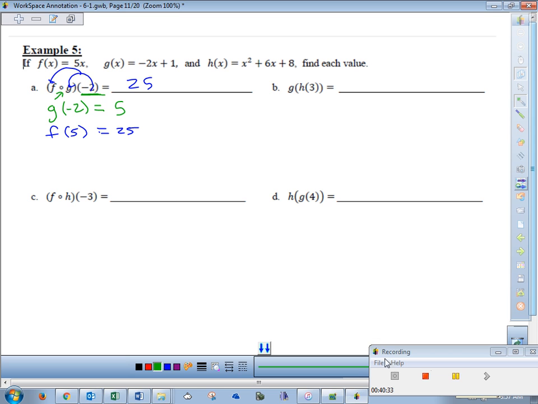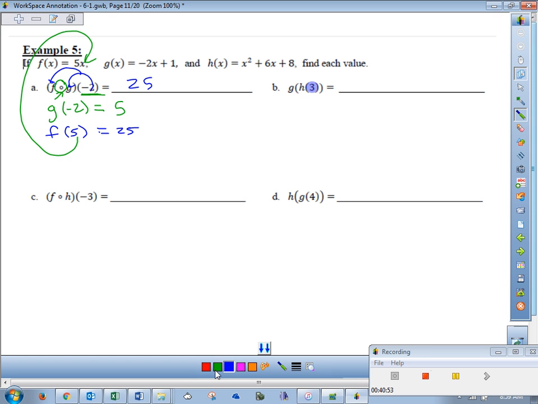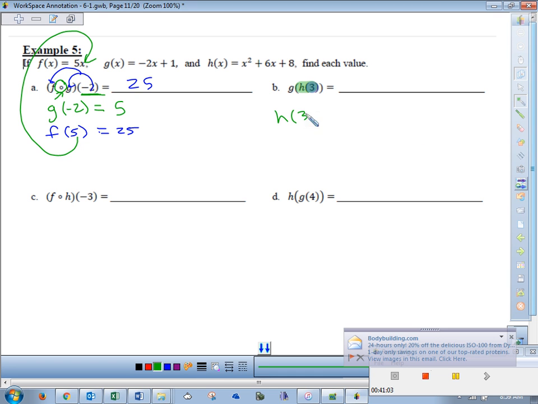When they use parentheses, it's the same way of using a composite. You've been trained. How do you work with parentheses in math? From outside in or from inside out? Inside out. So, here's the 3. 3 has to go into, isn't h the next thing that you work to? 3 has to go in for h. So, let's find h of 3.